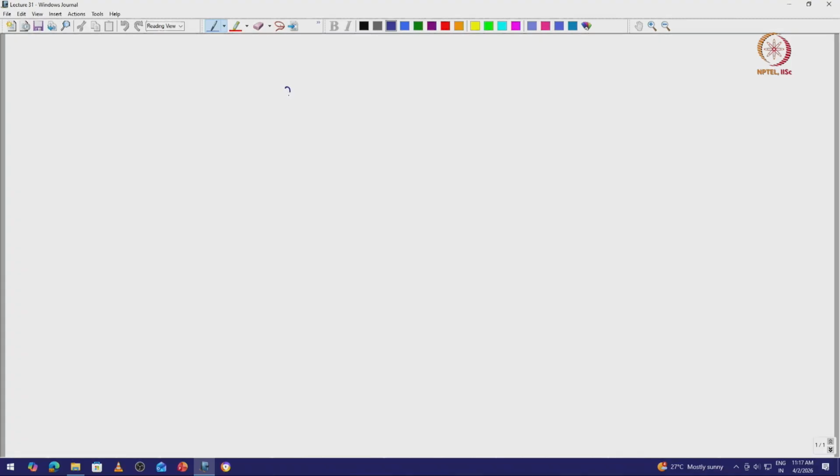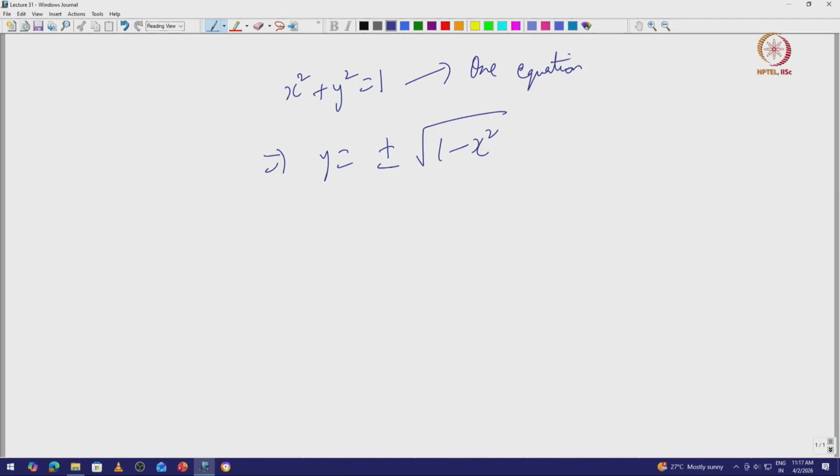So let's take x square plus y square equals 1. So of course, this is the case. So this example already tells us something interesting. This is one equation, two unknowns. The solution need not be unique. That is, you can have more than one solution.